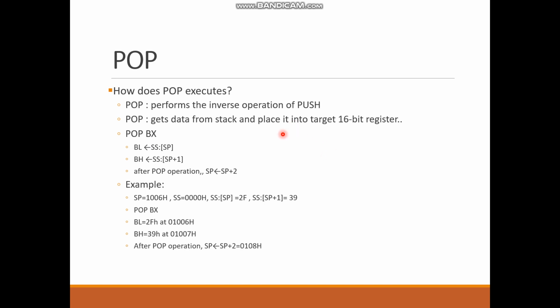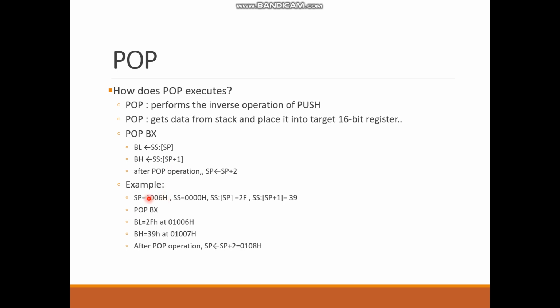So how is the pop going to be executed? The pop performs the inverse operation of the push. That means pop gets the data out from the stack and places it inside the register or parameter which we use with the pop operation. So when you say pop BX, the content of this memory location, addressed by the stack segment and the stack pointer, which is the top of the stack, is going to be stored in BL, and the next memory location is going to be stored inside the BH. After the pop operation, the stack pointer is going to be increased by 2. This is the original one, and this is for the next memory location, for the next data, and after executing this one, again it's going to be incremented by 1 as well.